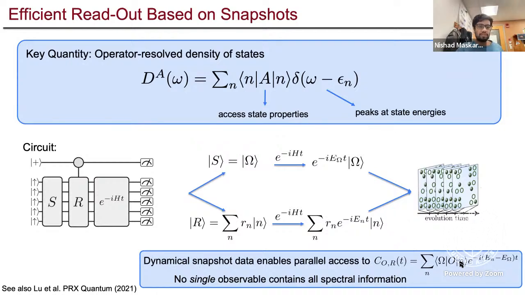However, one of the important things to realize is that there's no single observable that contains all of the spectral information that we care about. For any particular observable, we're going to couple to different eigenstates in different ways. Now, we want to compute some kind of unbiased spectral quantity, like a density of states. So in order to do that, we have to do additional processing on top of this.